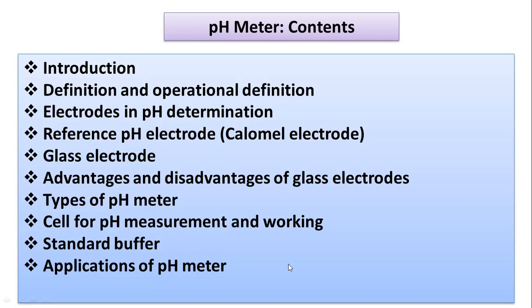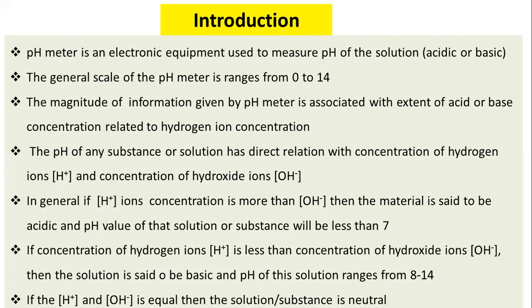There are various applications of the pH meter in the experimental session as well as in the research section. The pH meter is one of the important instruments that is utilized for various purposes in the laboratory as well as for research. So let us start the chapter.